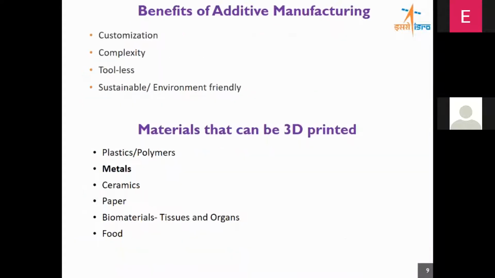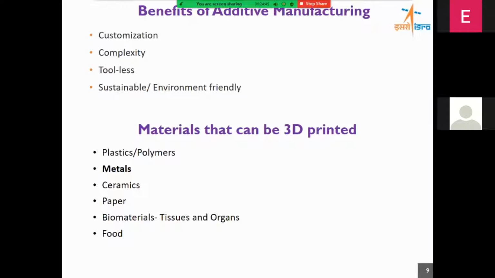So coming to the benefits of additive manufacturing, we can say customization, complexity is not a limit, and it is a toolless or jigless manufacturing technique. And it is most importantly a sustainable or environment friendly manufacturing technology.